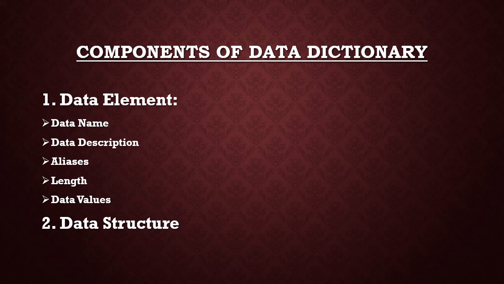Then the next one is length. Length identifies the number of spaces required for each data item and how much space it will acquire in memory. Then the last one is data value. Data value specifies what value is given to that particular element. So these are the components of the data elements.